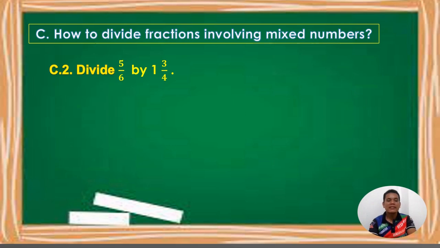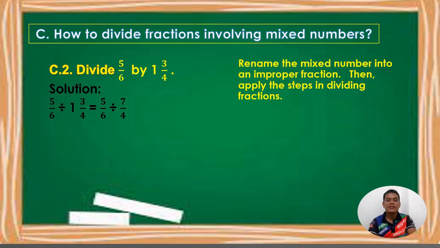Then let's have the second example. Divide 5/6 by 1 3/4. First step again is to rename the mixed number into an improper fraction before we proceed to dividing the fractions. So 1 3/4 becomes 7/4. How? 4 times 1 equals 4 plus 3 equals 7. So that's why we got 7/4.